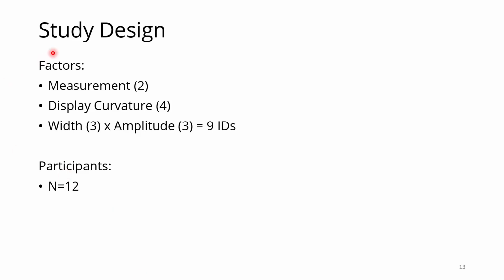We have 2 measurements, linear and angular, and for each measurement, we have 3 independent variables, which is display curvature, target width, and target amplitude. The width and the amplitude lead to 9 different index of difficulties or IDs, and each ID has to be repeated 10 times in our study. And also we separately counterbalance the display curvature across participants. We recruited 12 participants for the study.